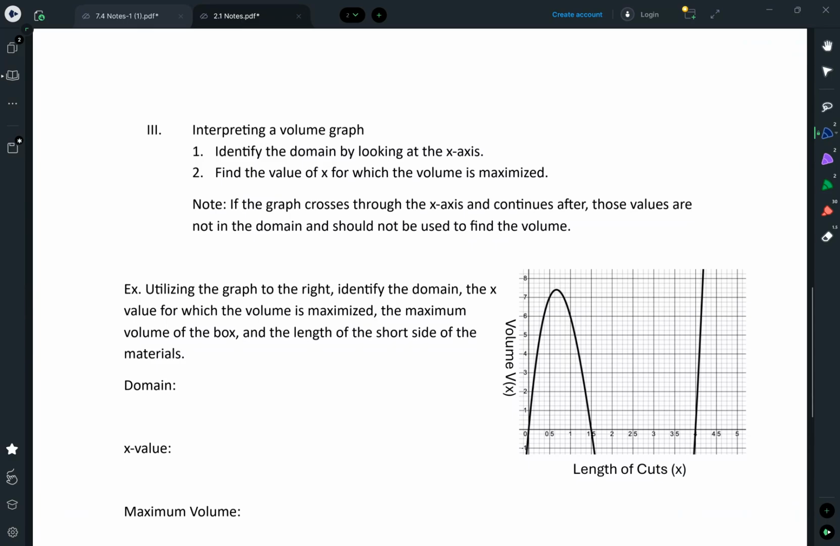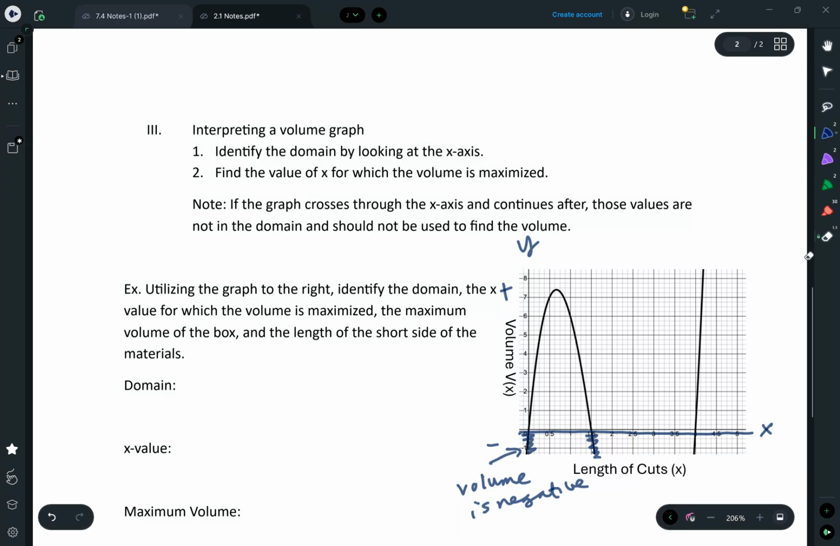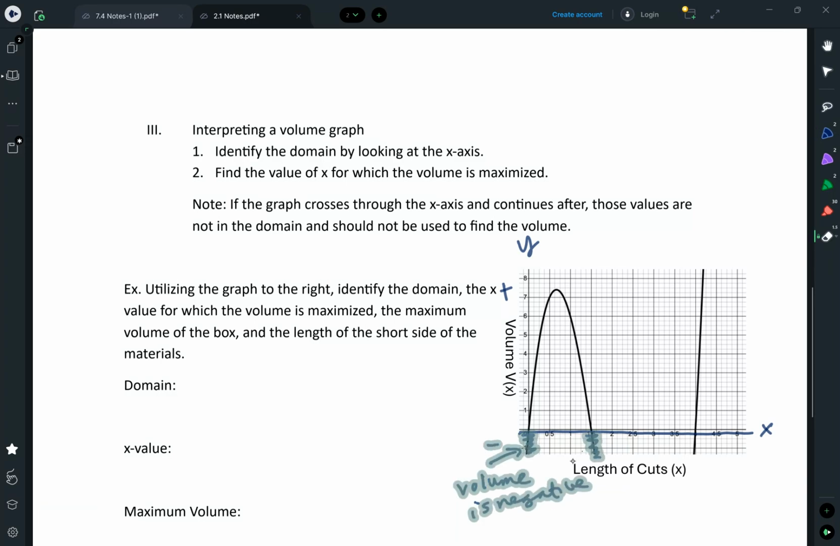When I look at this part of the graph down here, this is below my x-axis. Here's my x-axis right here. So if I think about how y, when I go up it's positive, when I go down it's negative, this is where it's showing my volume is negative. And I know that that's not possible. So anywhere below this x-axis doesn't make sense, okay? So my domain is going to be between those two x-intercepts. That's what's going on here.